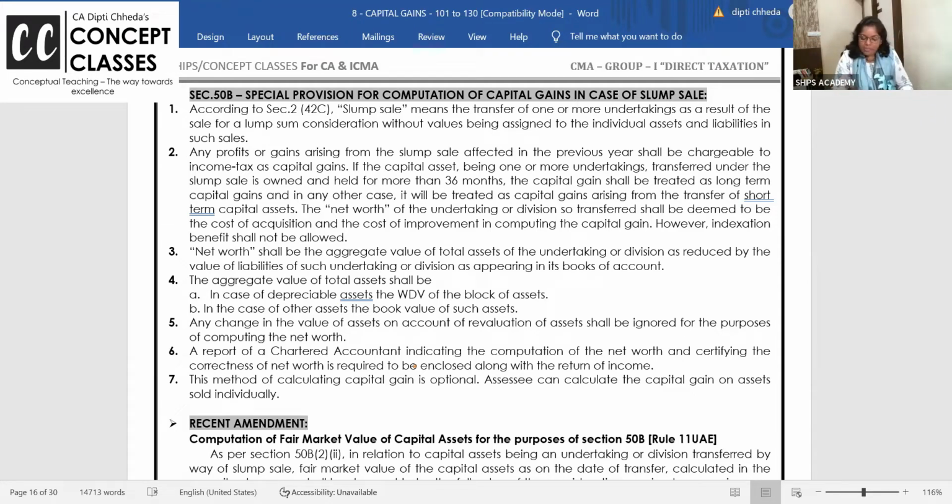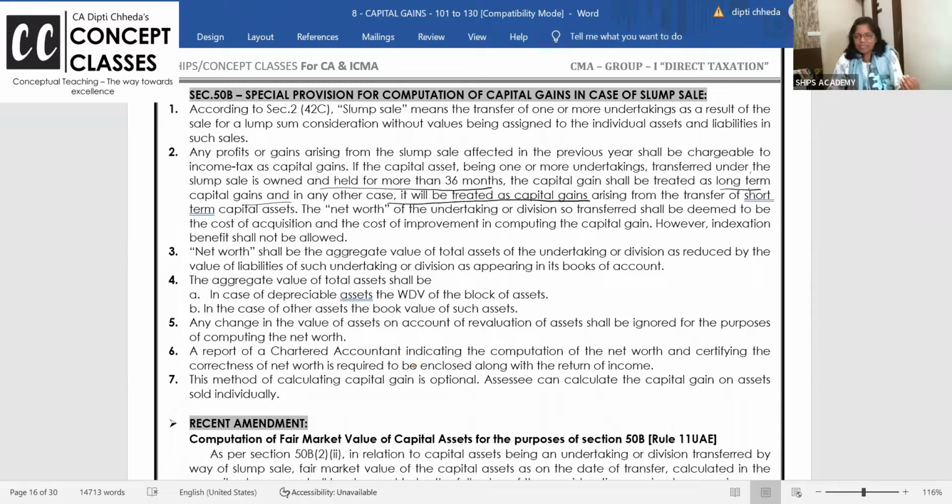According to section 2(42C), slump sale means the transfer of one or more undertakings as a result of sale for a lump sum consideration without values being assigned to individual assets and liabilities. Slump sale, it is like lump sum sale. Any profits or gains arising from the slump sale effected in the previous year shall be chargeable to income tax as capital gain. If the undertaking transferred under slump sale is held for more than 36 months, it's long term. Otherwise, it is short term.